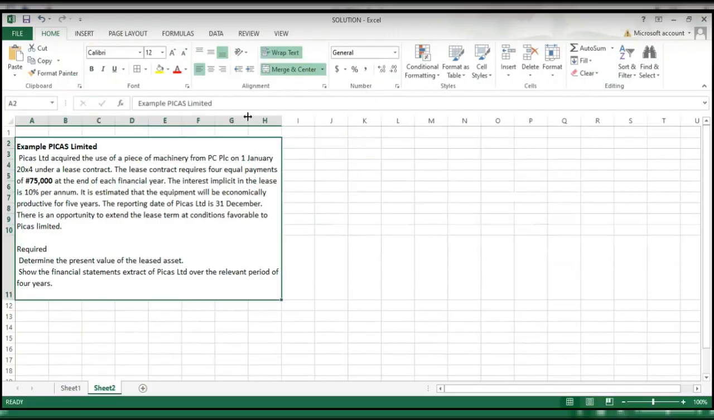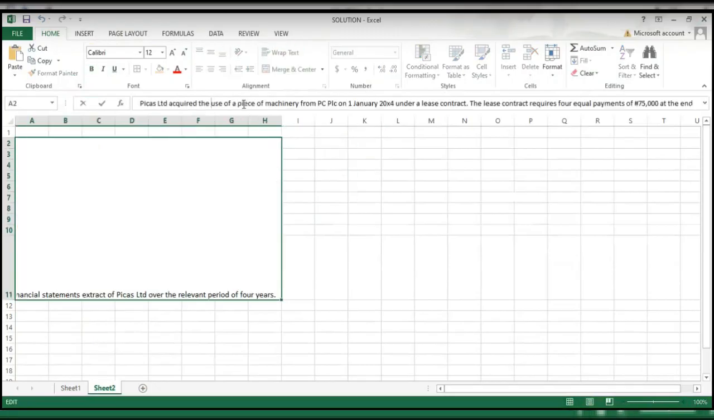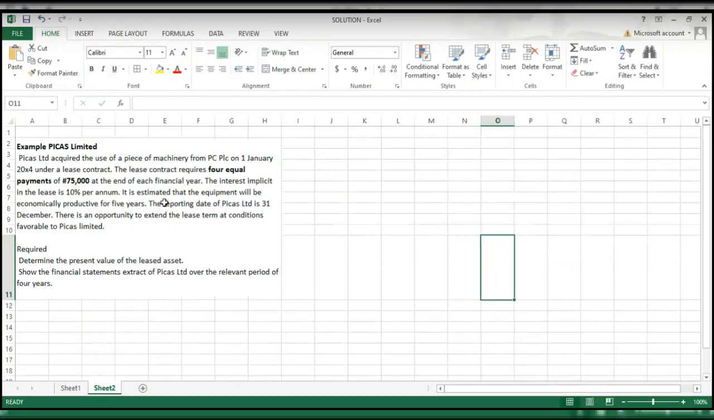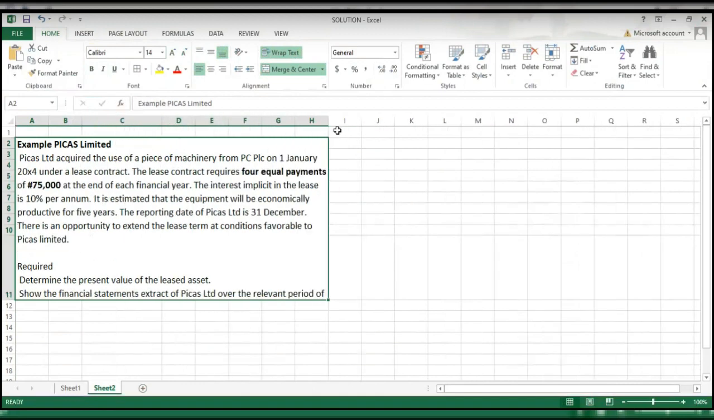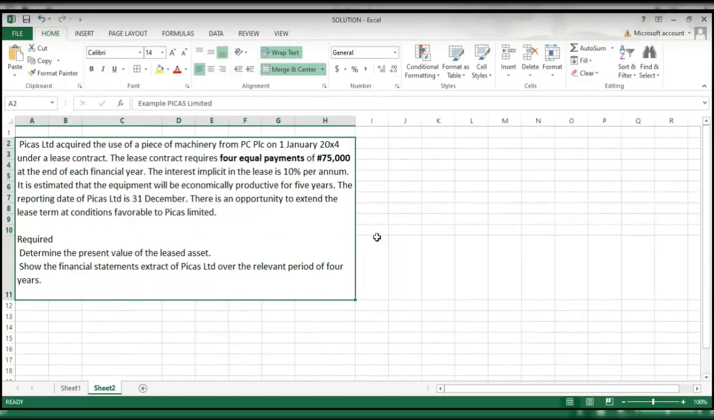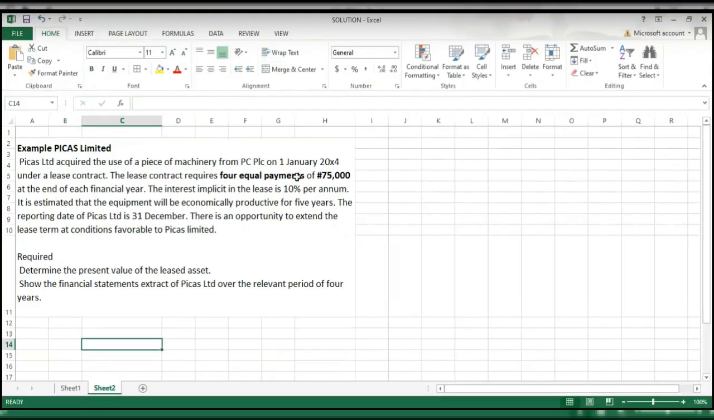I'm trying to highlight the areas I want us to pay attention to. Machinery. These 4 equal payments. Yes, that's the place I'm trying to look for. 4 equal payments. You can see I just highlighted it here. That is what the lease term says must be done: 4 equal payments of 75,000 naira every year. That's what this company must pay as a lease arrangement.